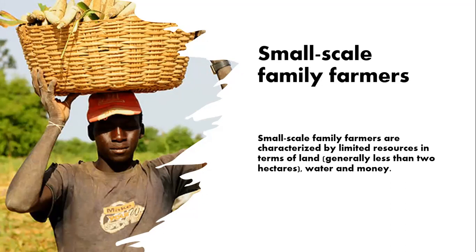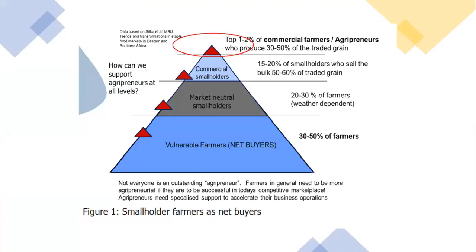Small scale farmers, right? You know that small scale farmers means small family farmers. Their characteristics are limited resources in terms of land. Small scale most of the time means we focus on land, and the land is less than 2 hectares. We consider that a small scale category. Also they lack access to water and money. Therefore, we consider this a small scale farming category, right? In the smallholder farming category, as we discussed earlier, the majority of them we consider net buyers.